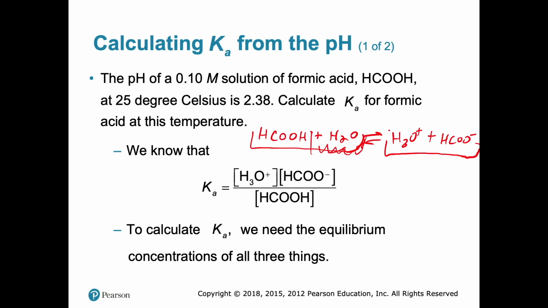And so now that you have that, you can fill out the Ka expression: H3O plus times the concentration of HCOO minus divided by the unionized acid, which is the formic acid. So to calculate the Ka, we need the equilibrium concentrations for all three things. We need the concentration of all three things.